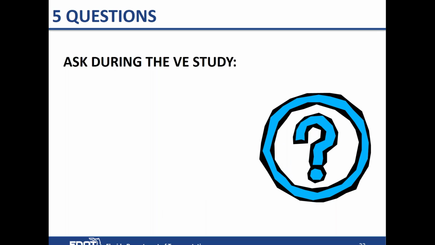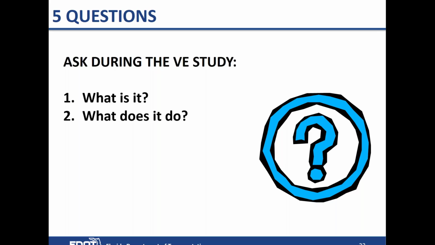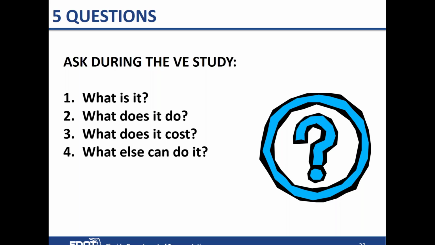And during that study, these 5 questions are typically asked. What is it? What does it do? That's what the function is. What does it cost? What else can do it? And what does that cost? Those questions are asked over and over again during the study because you're looking to see different ways to do a function.